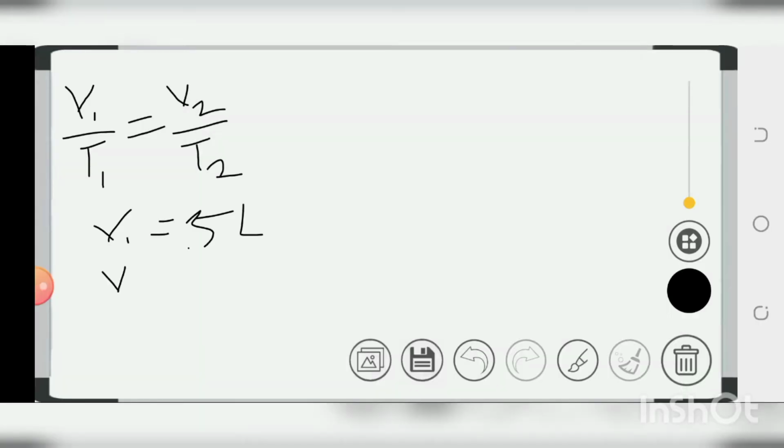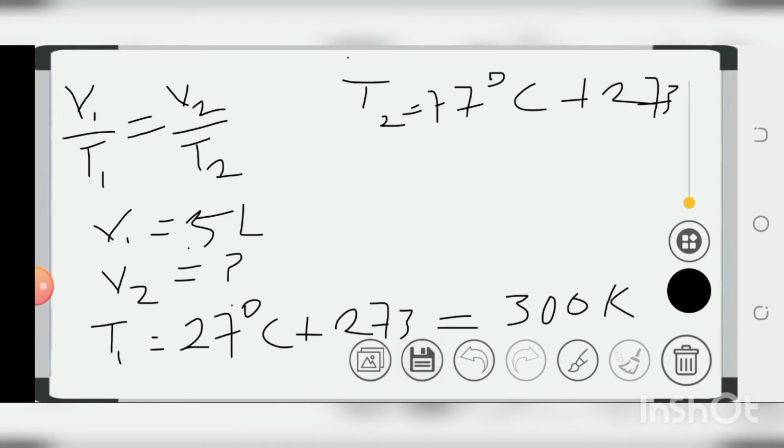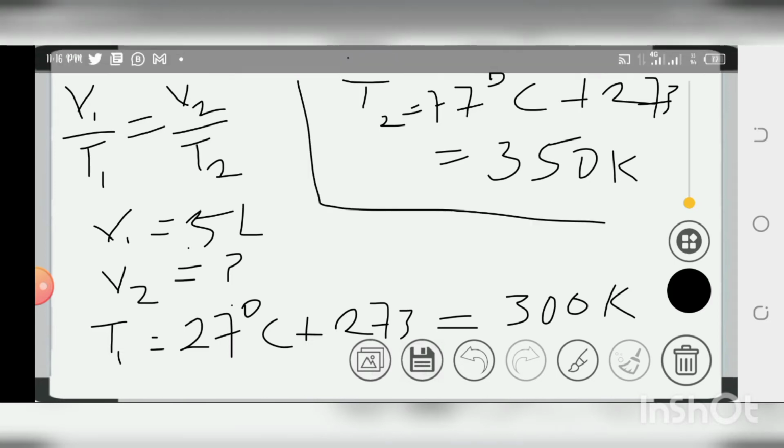We write out our parameters. We write out all the values. V2 is what we are calculating for. T1 is 27 degrees Celsius and T2 is 77 degrees Celsius. We add 273 to convert it to Kelvin. So we have 300 Kelvin, and 77 degrees Celsius is converted to 350 Kelvin.